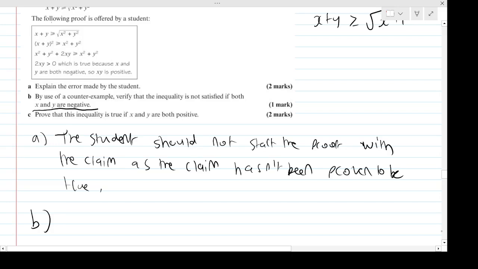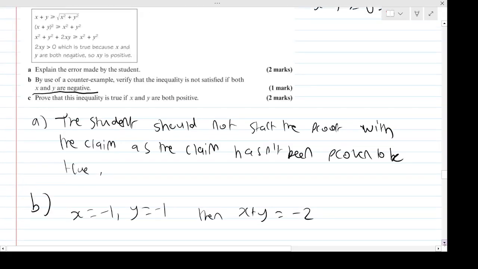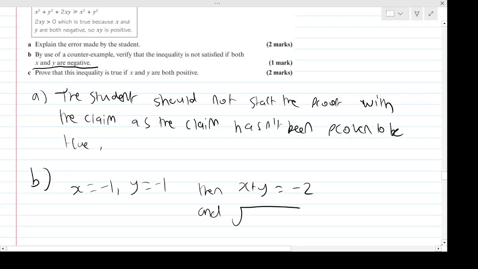Anyway, so we need to use a counterexample, specifically if they're both negative. Well, very simply then, let's just take x and y to be negative 1. Then if x and y are negative 1, then x plus y is minus 2, right? Minus 1 and minus 1 is minus 2. And root x squared plus y squared: well, x squared and y squared, that'd be 1 each, and minus 1 squared is 1. So that'd be root 2.